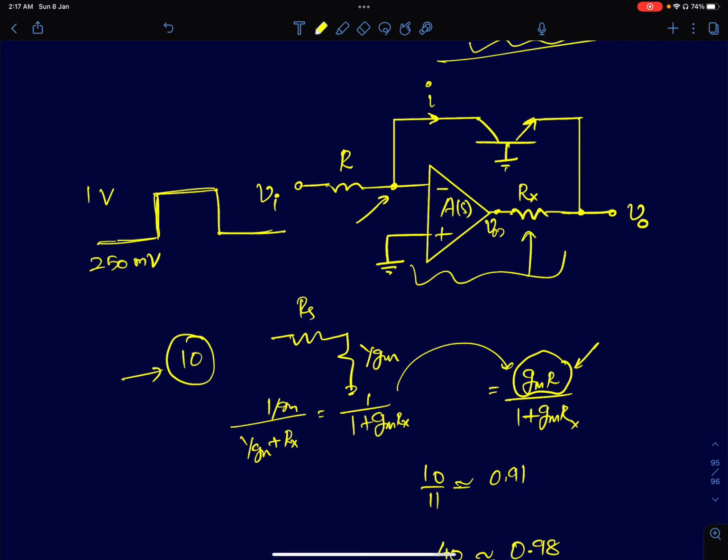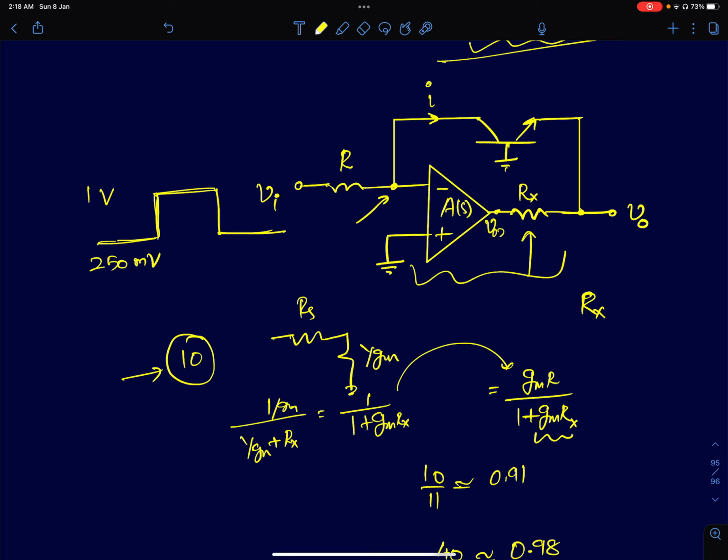So what I'm going to get is a loop gain that looks like this: GMR by 1 plus GMRx. For instance, let me choose Rx to be equal to R. In this example, I can do that. I can also choose Rx to be very different. I can choose Rx to be much greater than R. Now let's say I choose Rx to be 10 times R, which means GMRx is much greater than 1.